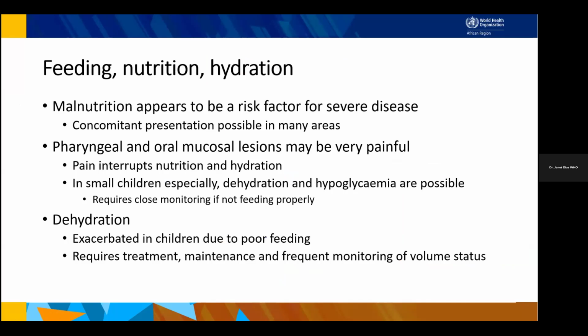Feeding, nutrition, and hydration are really important when we're seeing different age groups affected with Mpox. I would like to highlight this in all age groups, and especially in small children and young children. Malnutrition may be a risk factor for severe disease, so treating malnutrition if food is available is also important. Conditions such as mucosal lesions in the oral mucosa or the pharynx may limit intake of food, and this could also impair hydration. So again, keep a good eye out and use appropriate hydration protocols for patients. Next slide.